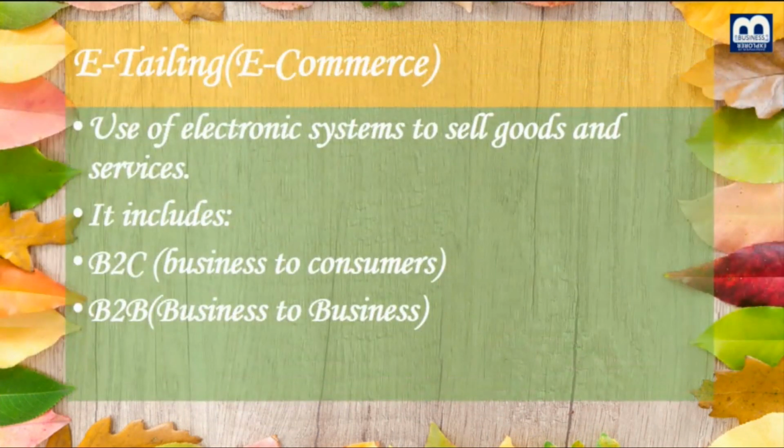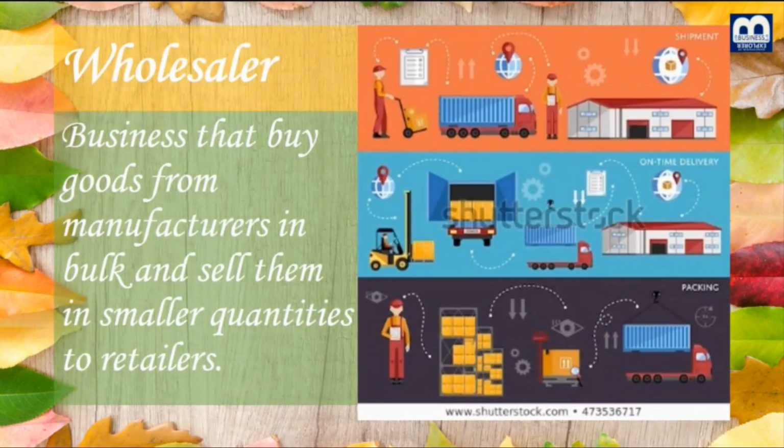Now let's see what e-tailing or e-commerce is. The use of electronic systems to sell goods and services is known as e-tailing or e-commerce. This is a very familiar name also. It includes B2C and B2B, which means business to consumer and business to business deals. In detail, we will discuss this in coming sessions. Now let's see who a wholesaler is. Businesses that buy goods from manufacturers in bulk and sell them in smaller quantities to retailers are known as wholesalers.